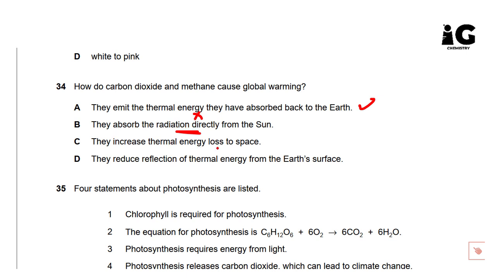They increase thermal energy lost to space. Actually, this is also not correct. They reduce reflection of thermal energy from the Earth's surface. Also, this is not correct. They don't reduce the reflection. So actually, they emit the thermal energy again. They have absorbed it back to the Earth. So that's why they cause global warming.